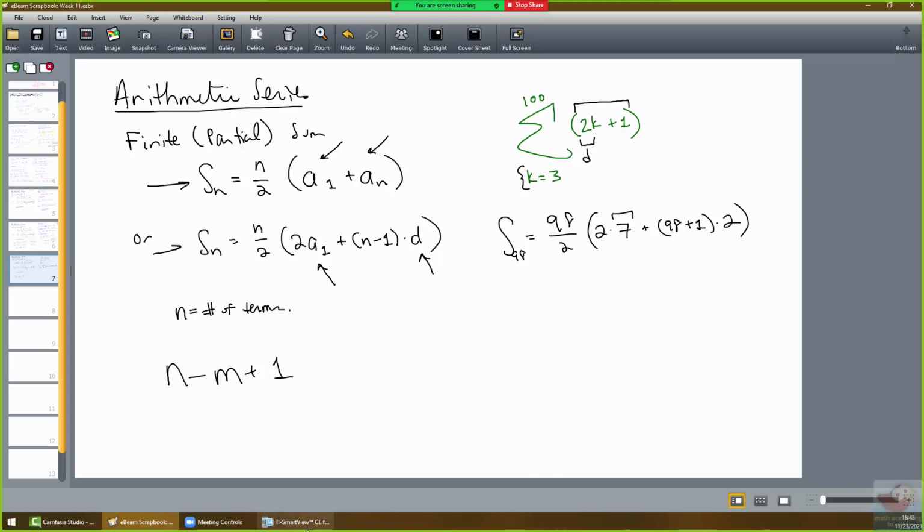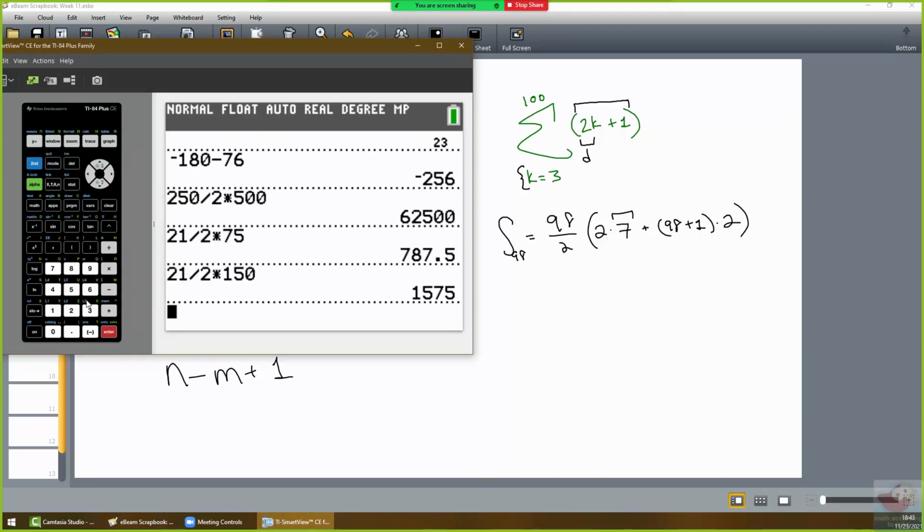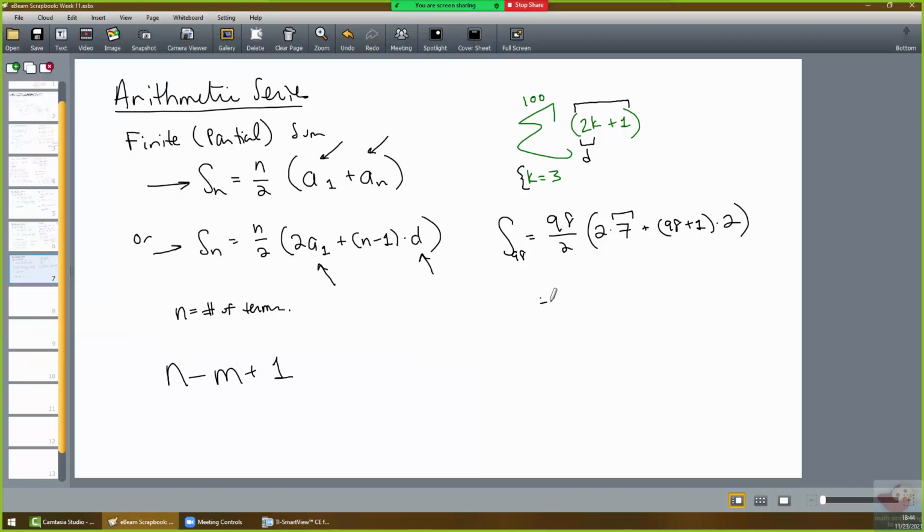So exactly the same kind of problem. The only difference is it's now written in summation notation. 10,388. Question. Answer.